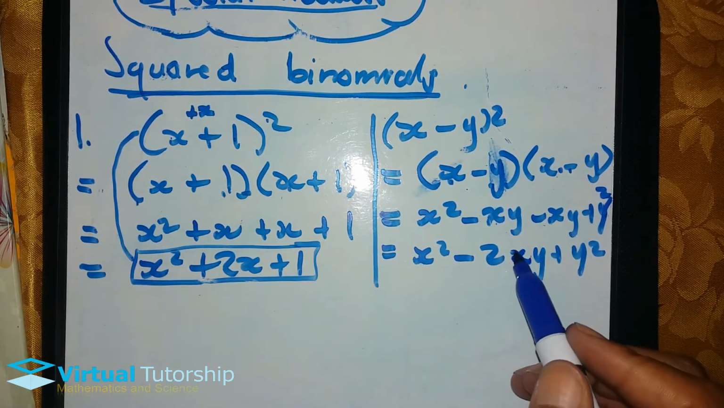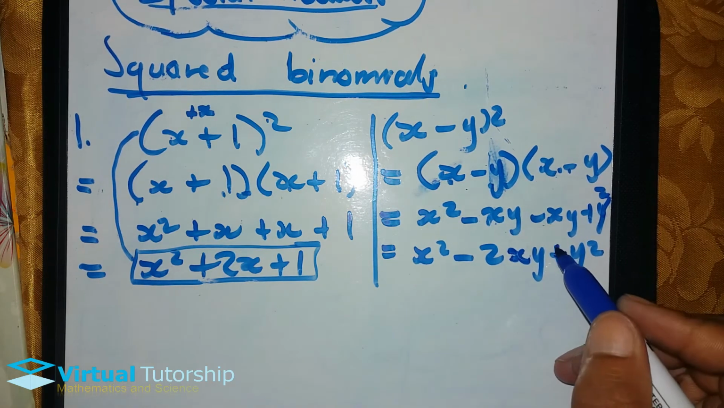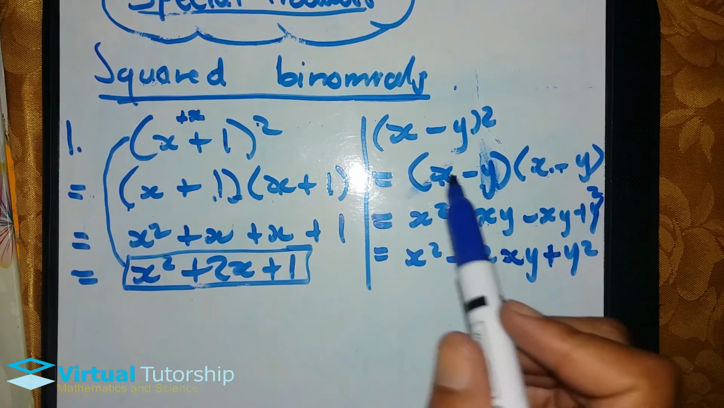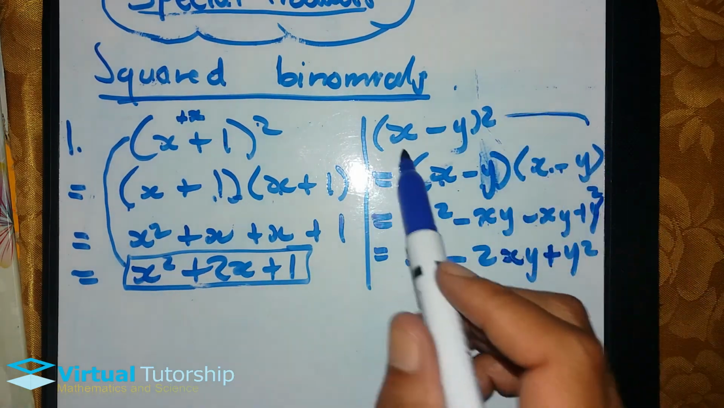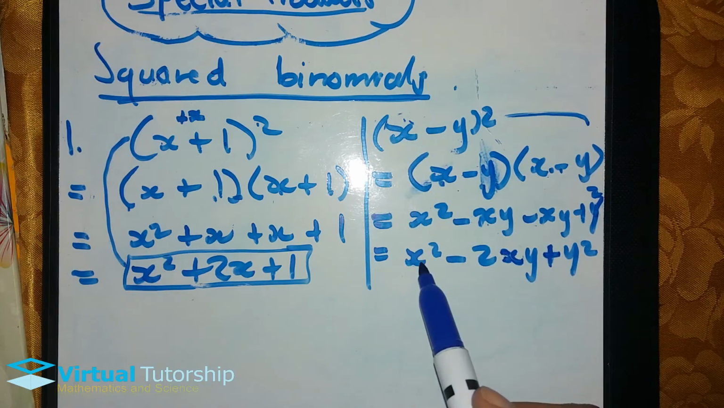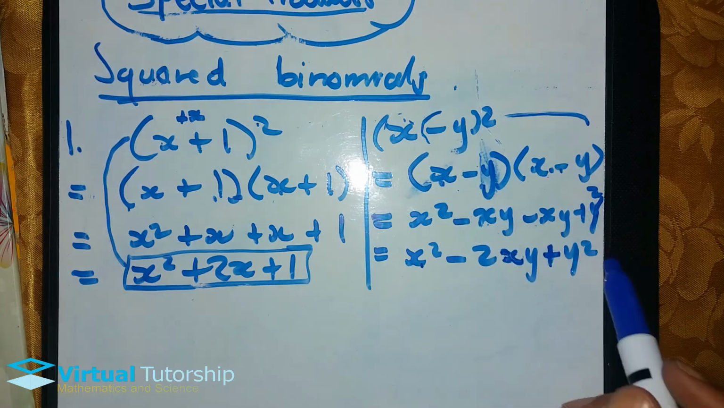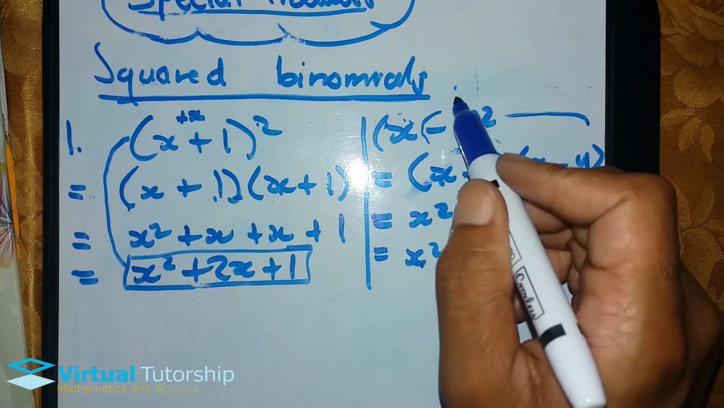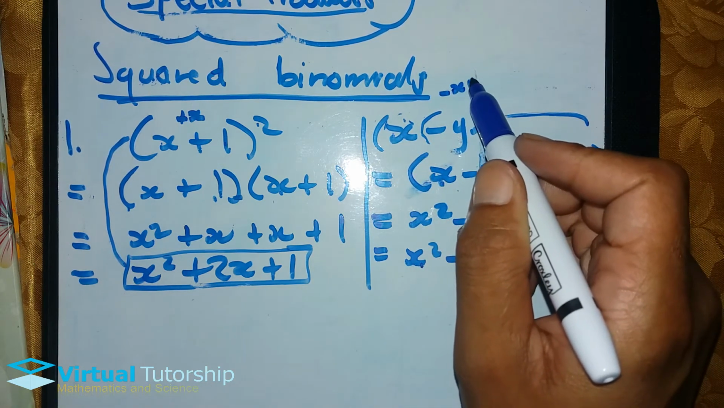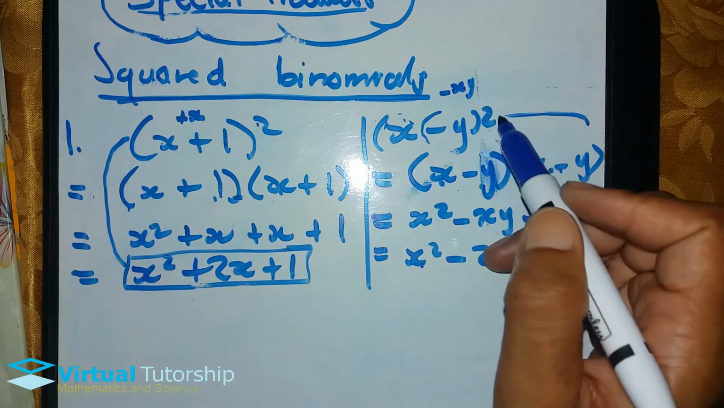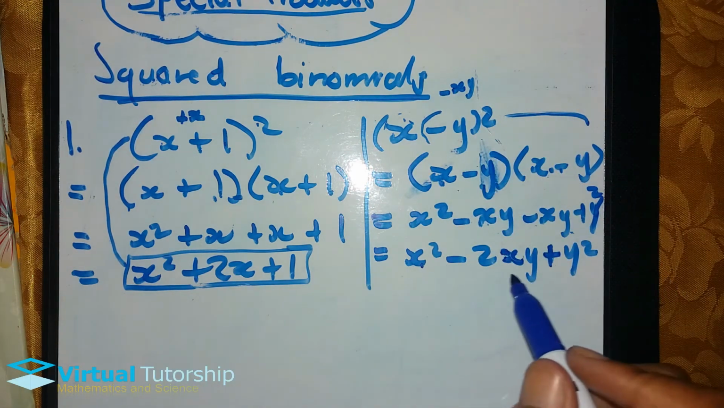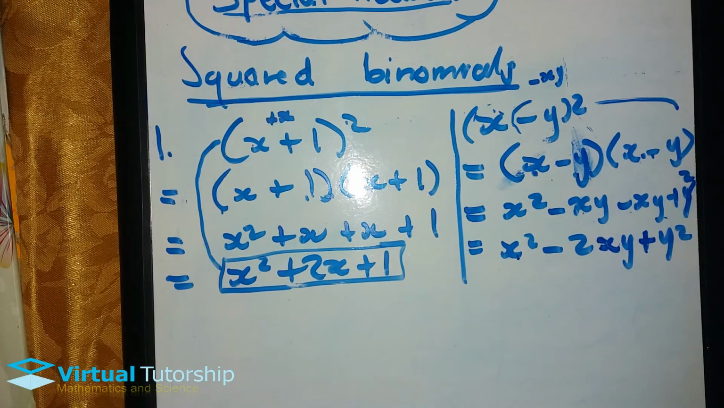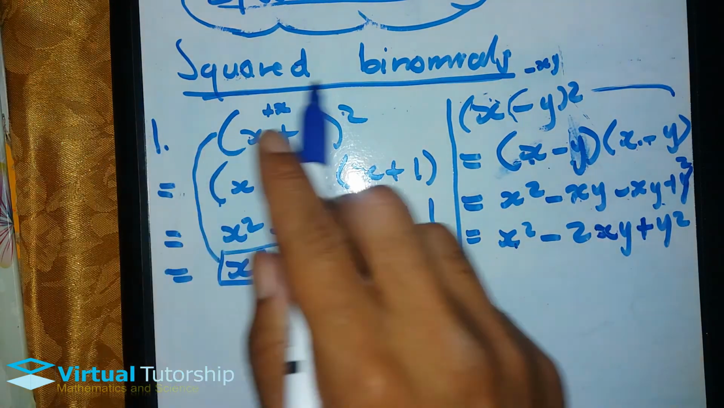Let's see if the second example is the same scenario. Does it make sense or not? Without using the distributive property, x times x gives x squared, and minus y times minus y gives a positive y squared. The middle term comes from x times minus y, which gives minus xy, and 2 times minus xy gives the middle term. So special products you can do like this, especially the squared binomial.